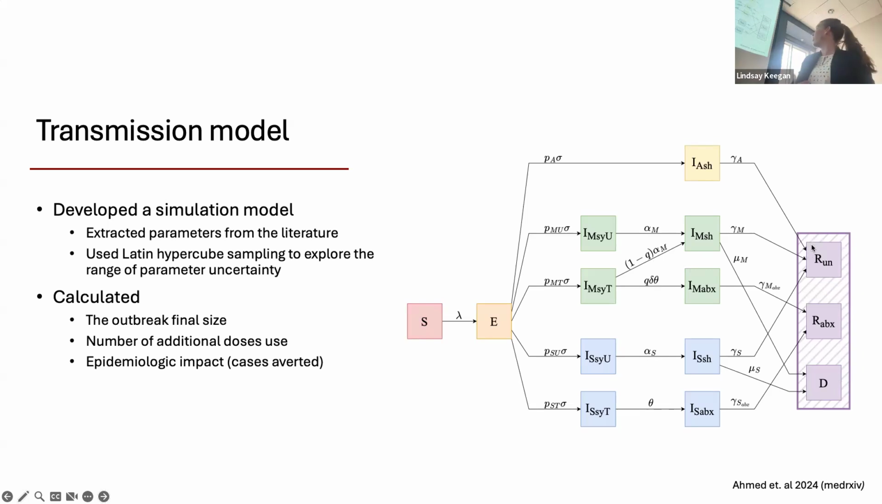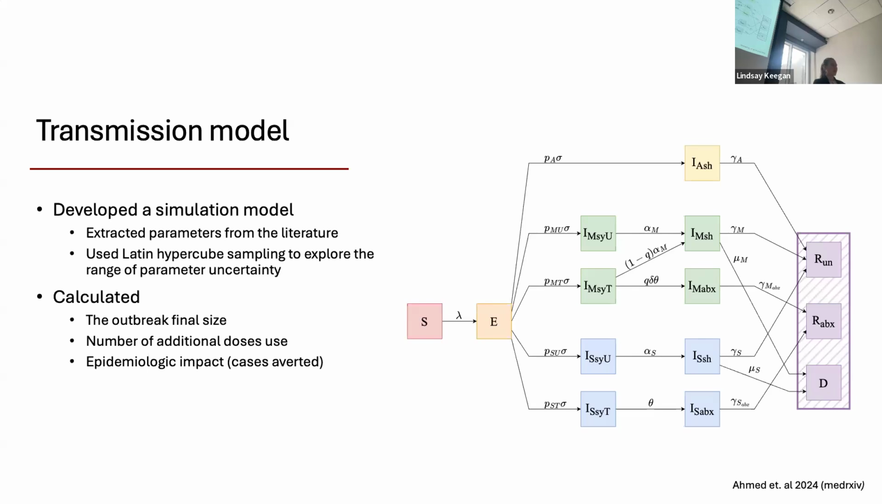And just so that I don't overlook it, we split our recovered or removed box, because we're mathematicians, we think of them as removed, into untreated, treated with antibiotics, and dead. So we can keep track of these different epidemiologic outcomes.